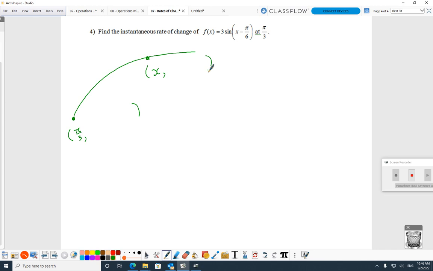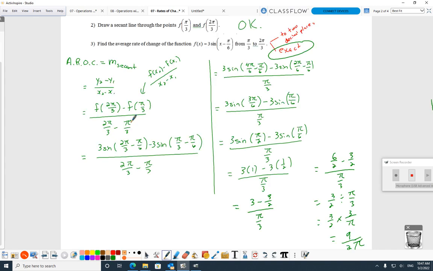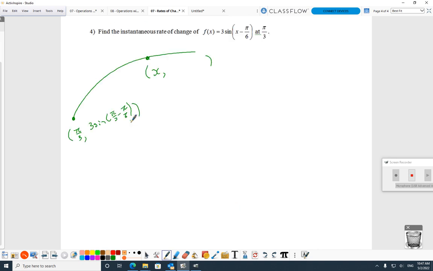Just sub it in. Yeah, just sub it into this: 3 sine of pi over 3 minus pi over 6. I think I already figured that out. Did I, on the previous page? 3 sine of pi over 3 minus pi over 6? It's this one here. It was 3/2. Yeah? So you can try that again as an exercise, but I think you'll find that that point is just the 3/2 that I did on the previous one.